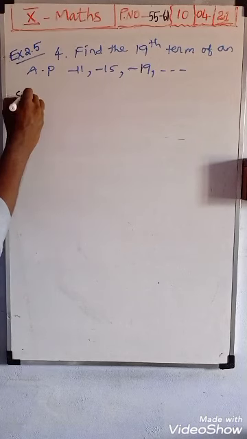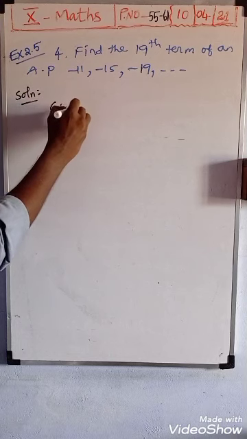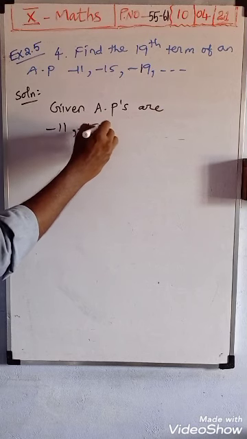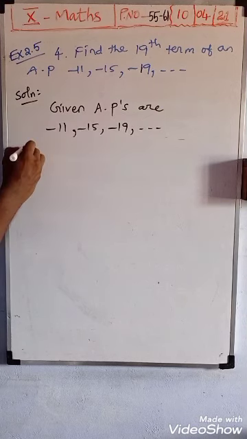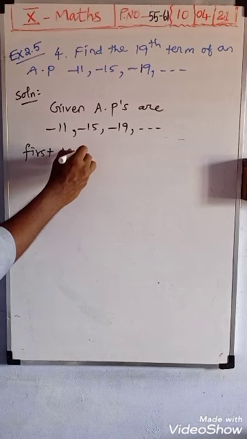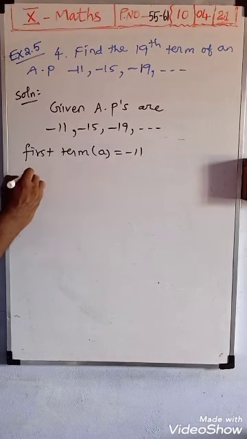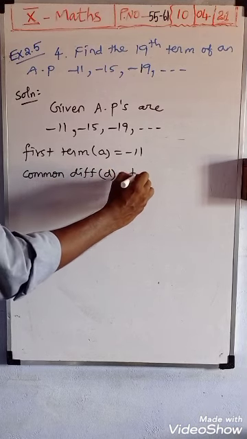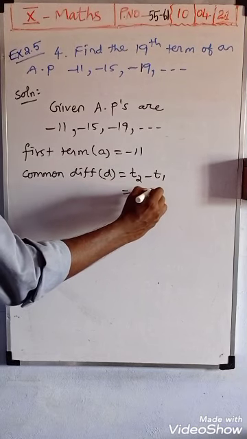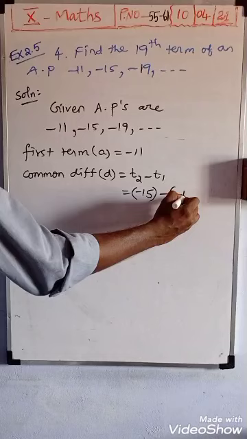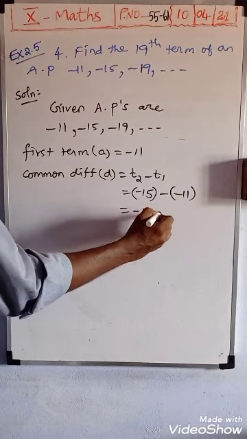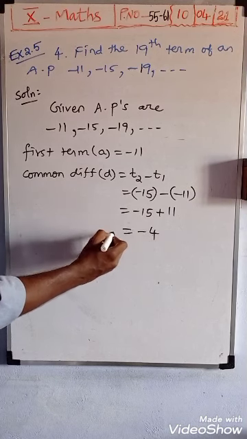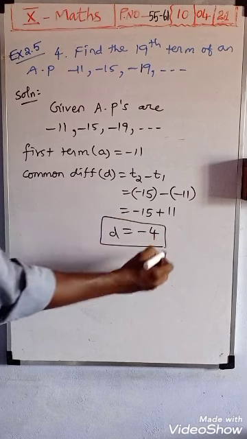So see the solution. First you should write the given AP: minus 11, minus 15, minus 19, and so on. Here first we want to find the first term. First term A is equal to minus 11. Next, the common difference. D is equal to second term minus first term. So minus 15 minus of minus 11. Minus 15 minus into minus is plus 11. So minus 15 plus 11, we will receive minus 4. So the common difference we received as minus 4.